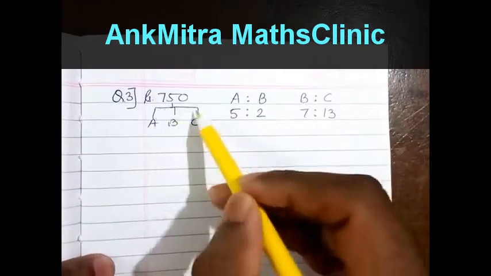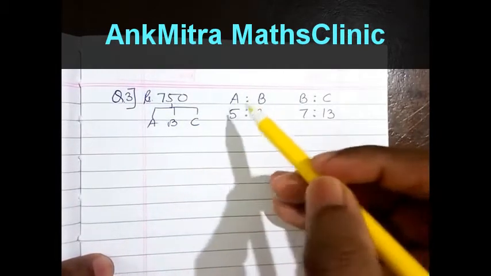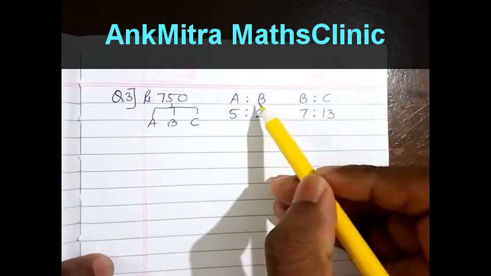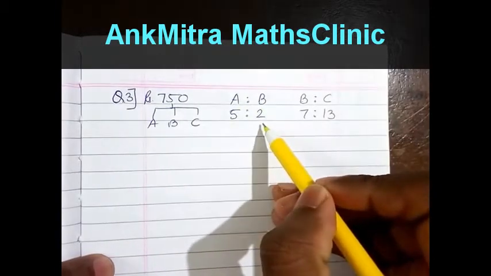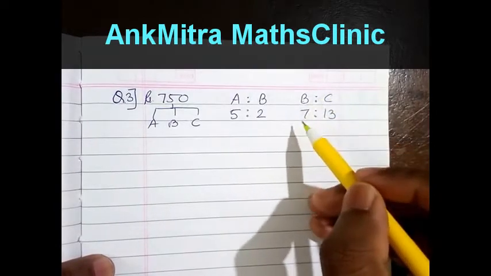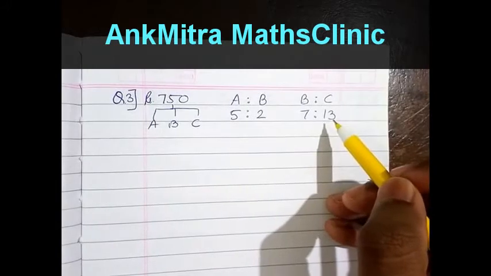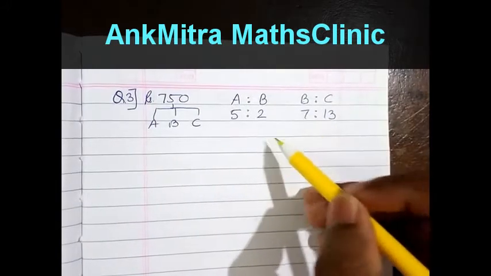Here rupees 750 is to be distributed amongst 3 people, A, B and C. The amount received by A and B is in the ratio of 5:2, whereas the amount received by B and C is in the ratio of 7:13, and we are asked to find what will be A's share in this.